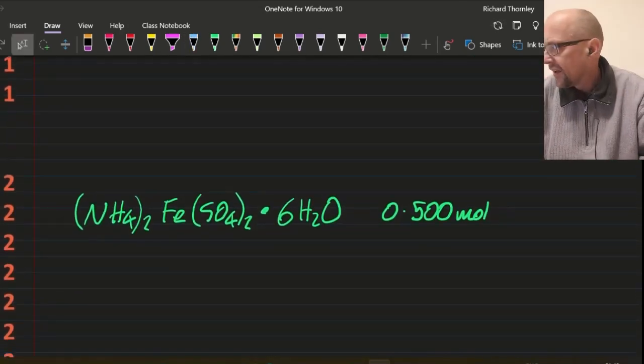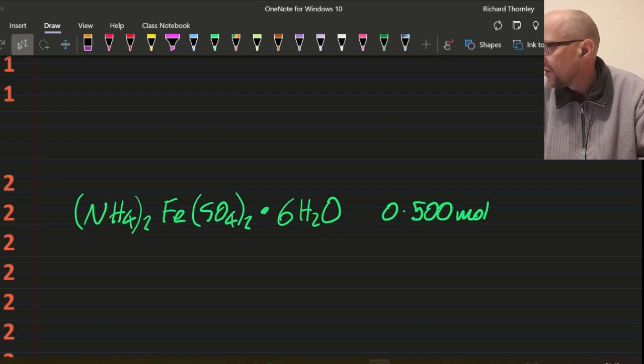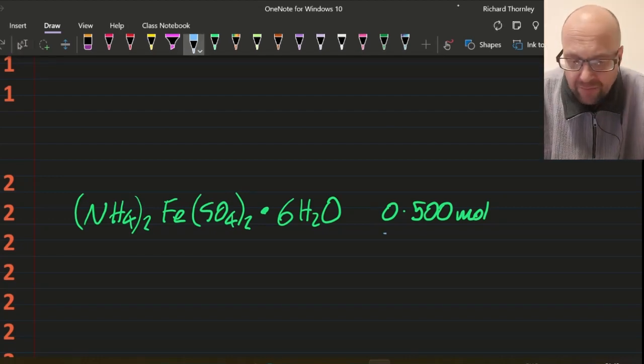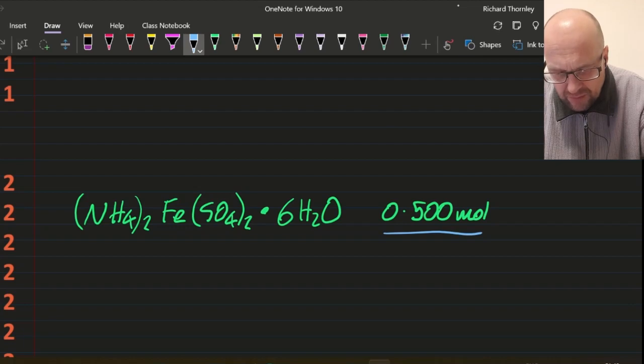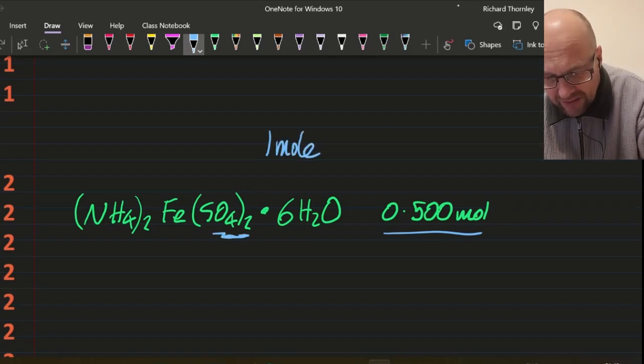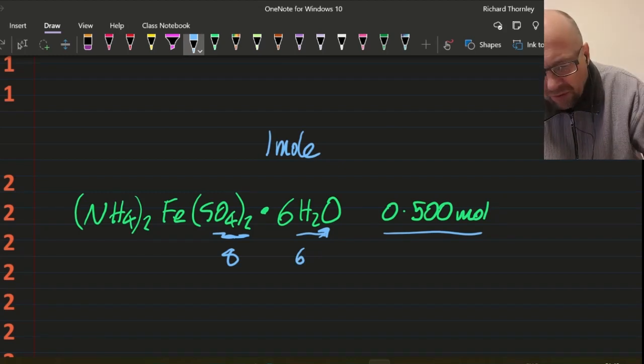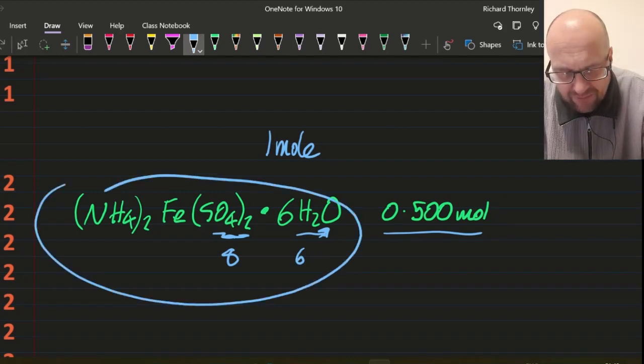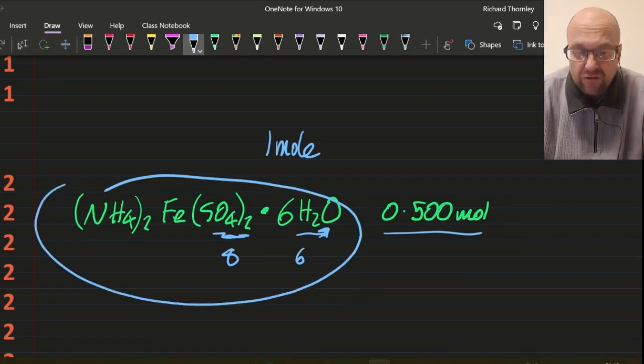Ooh, that's a nasty looking Avogadro's. How many moles of oxygen atoms? So if I've got half a mole of that molecule, for every 1 mole of this, how many oxygens have I got? Well, I've got 4 here. Actually, I've got 8. So there's 8 there and 6 there. So for every 1 mole of this molecule, I'm going to have 14 moles of oxygen.